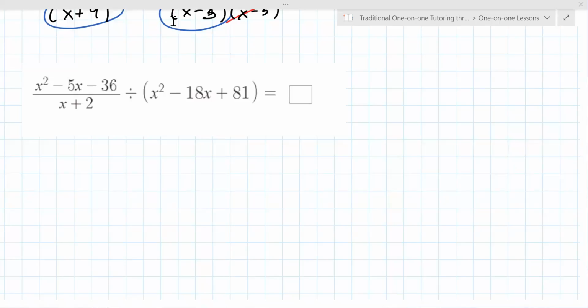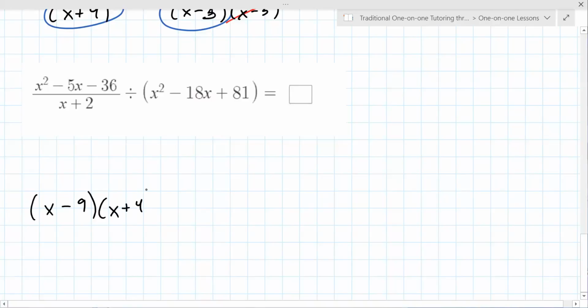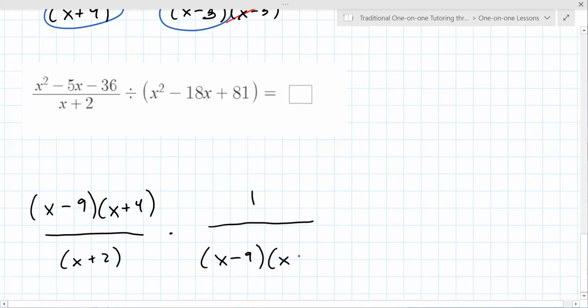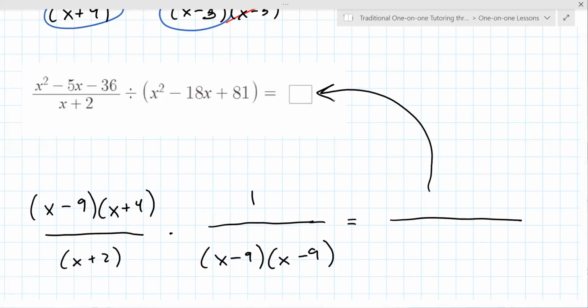So this one's very repetitive, meaning we've done a bunch like it. So the top left here becomes x minus 9, x plus 4 over x plus 2 times, and then this becomes 1 over x minus 9, x minus 9. So would you mind trying figuring out what cancels and then seeing if you can get the right thing there in that box? And let me know if you have any questions about that. Because I've already shown you a couple examples. This one's just like it.